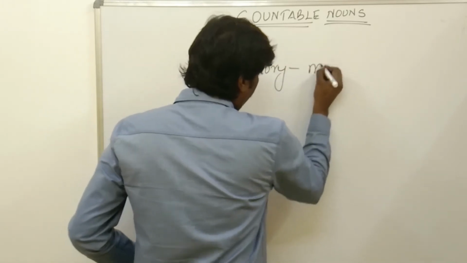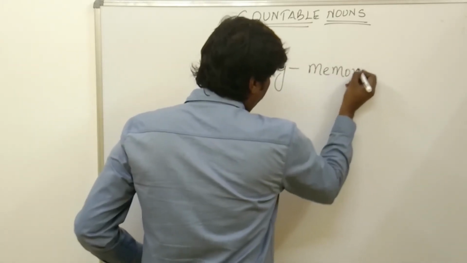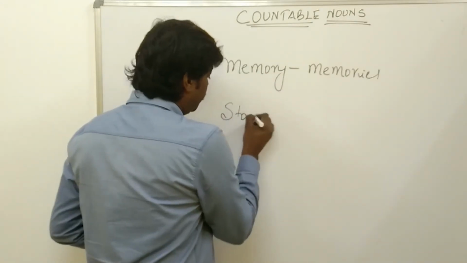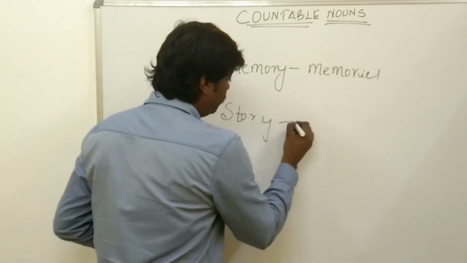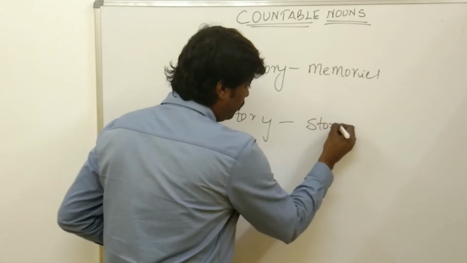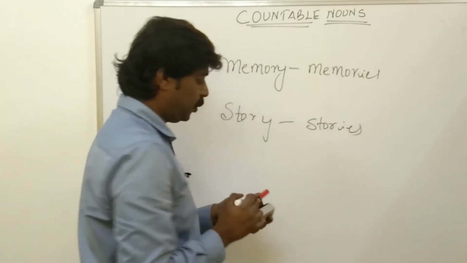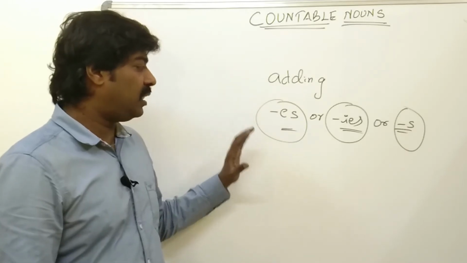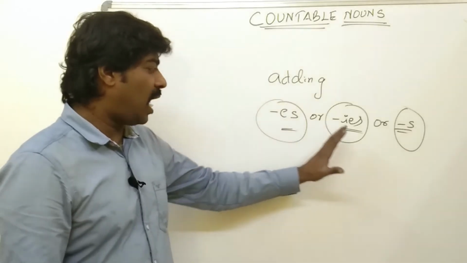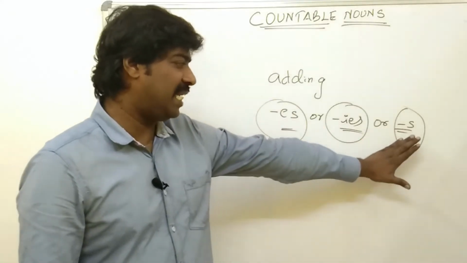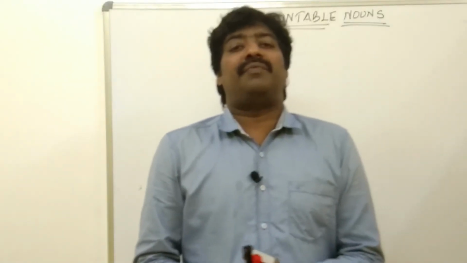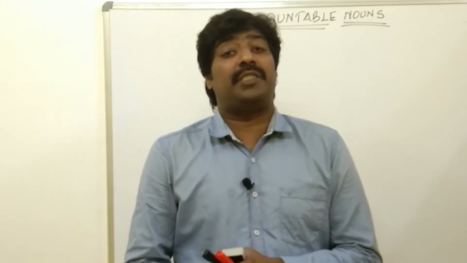Memory, memories. Story, stories. So these are the three ways to make plural forms: adding es or ies or just s. However, I want to go to something which is a little bit more challenging.